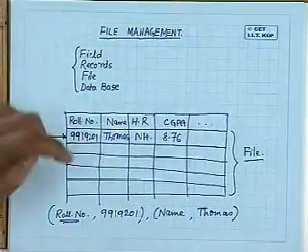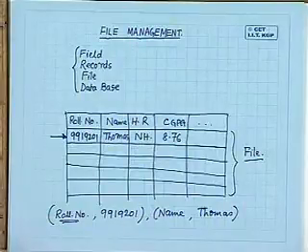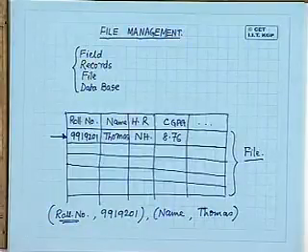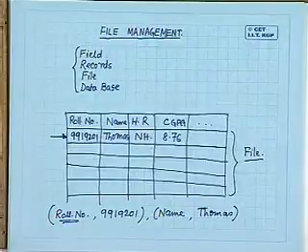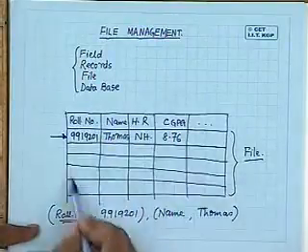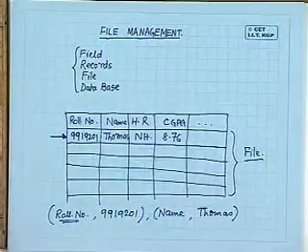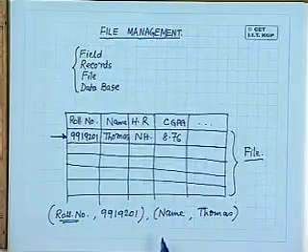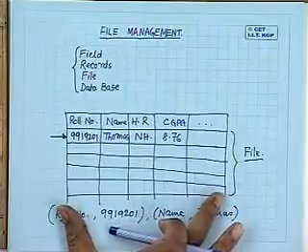Then when it comes to database, a database is nothing but a collection of related data. If any of you have done any course on database management, you will find that there is a concept called relational database. And the relational database is nothing but a collection of such tables. Why? Because this table can also be considered as a relation.